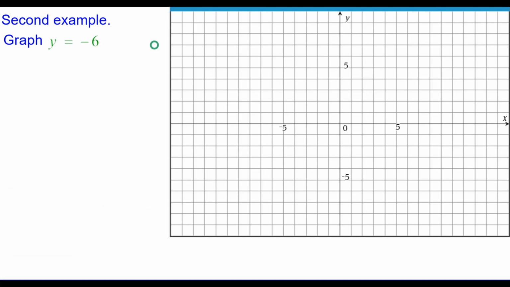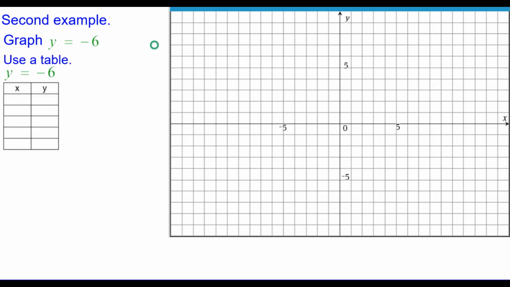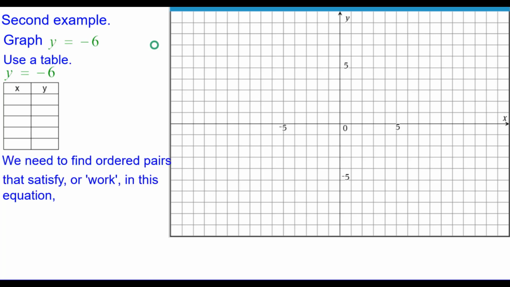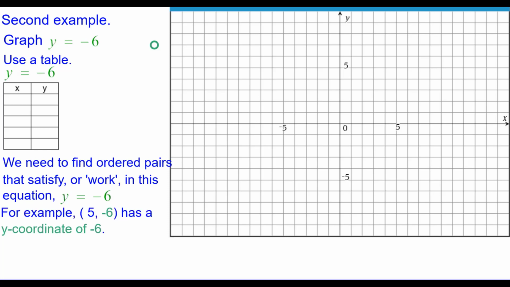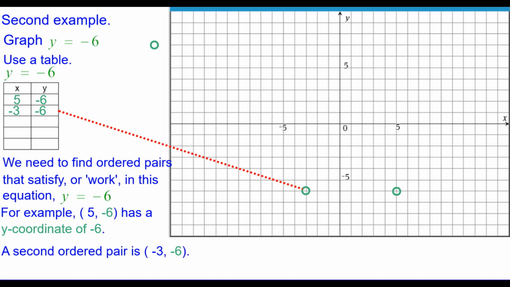Second example, let's graph y equals negative 6. Again, using a table, we need to find ordered pairs that satisfy or work in this equation, y equals negative 6. One such ordered pair would be 5 comma negative 6 because it has a y coordinate of negative 6. So we put that in the table and we plot it. A second ordered pair would be negative 3 comma negative 6. So we'll plot that one.